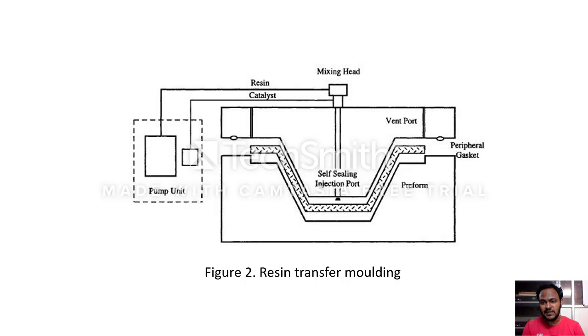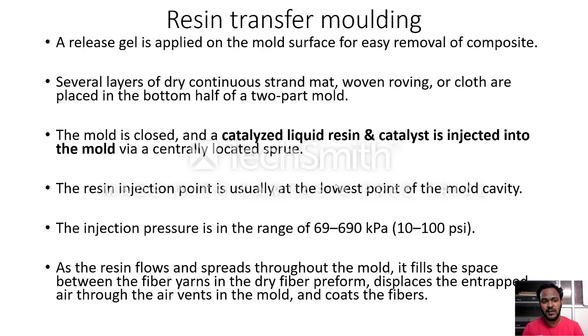And you can see at the sides there is a vent port here. This vent port allows whatever air is present in the mold surface, extra air, to be removed from the mold surface. Otherwise it will create some voids in the formed composite and it will affect the mechanical properties of the composite. So whatever air is present has to be removed. So that air is removed through this vent port. Okay, so this is the brief description of the resin transfer molding. This is what is explained here.